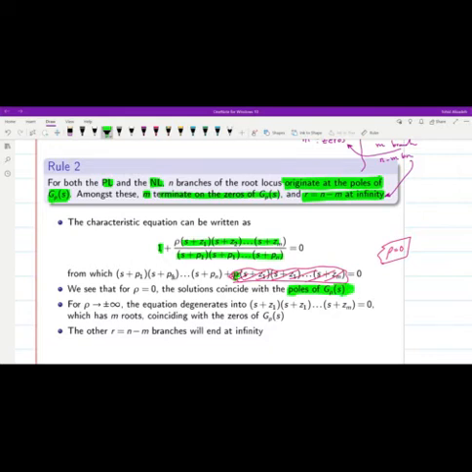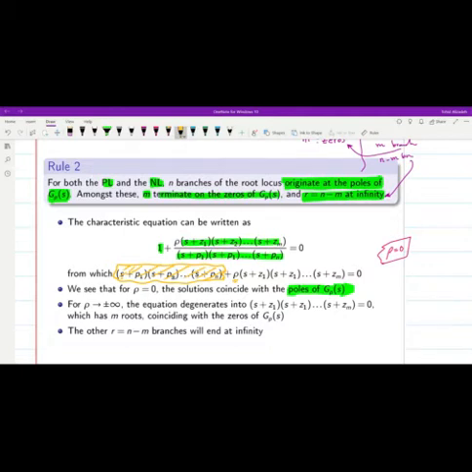Okay, so this means that the branches will originate from the poles of the open loop system. As rho approaches the infinity, the second part of the equation will become dominant, and the first part over here could be neglected, okay, because rho is huge. So rho times something will be considered more dominant than the other part.